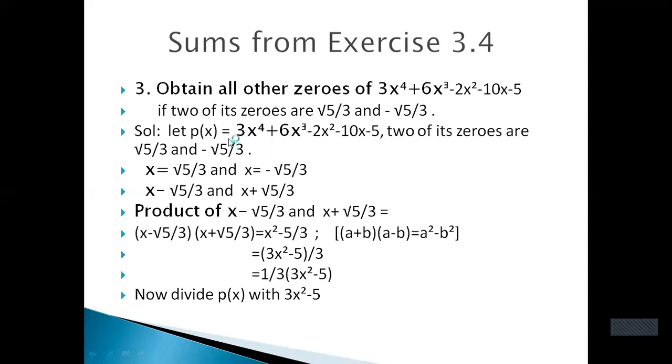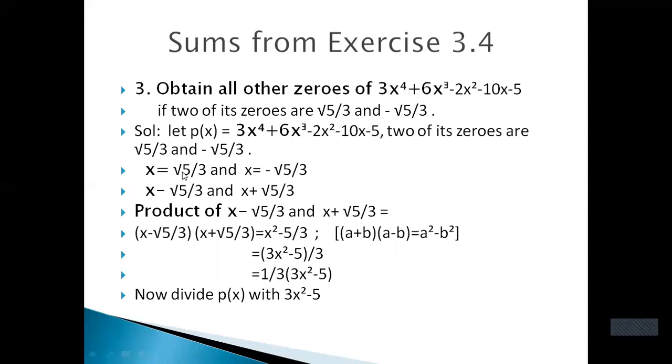Now you see here, p of x is equal to 3x power 4 plus 6x cube minus 2x square minus 10x minus 5, and two of the zeros are root 5 by 3 and minus root 5 by 3. So these two are zeros of the given polynomial p of x. So we have to take x is equal to root 5 by 3 and another x value is equal to minus root 5 by 3.